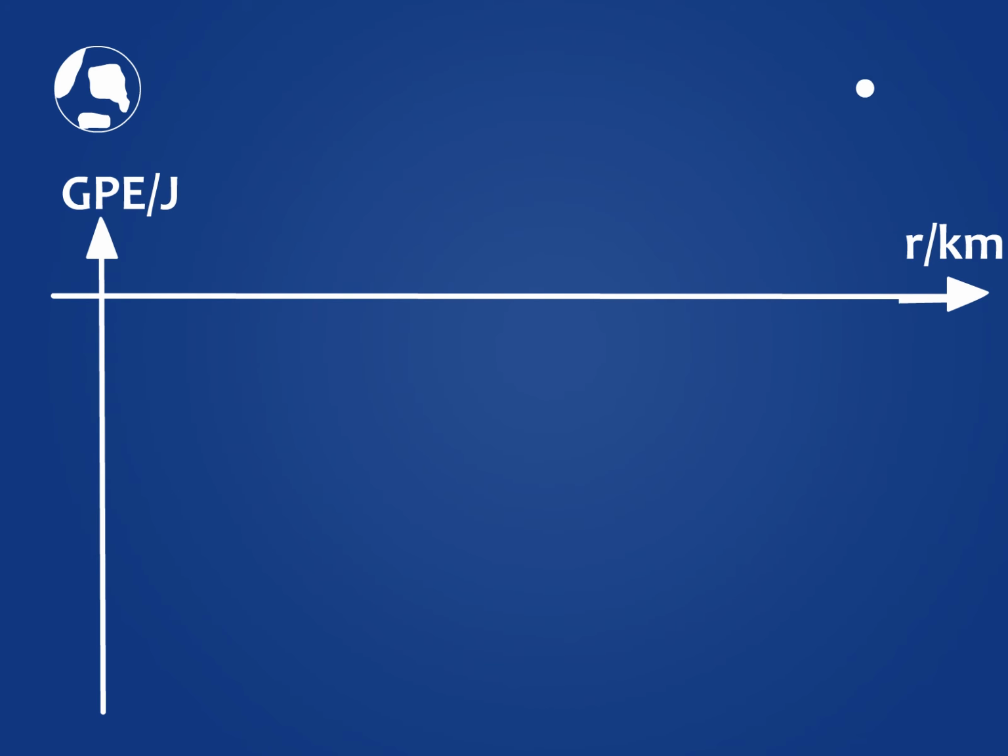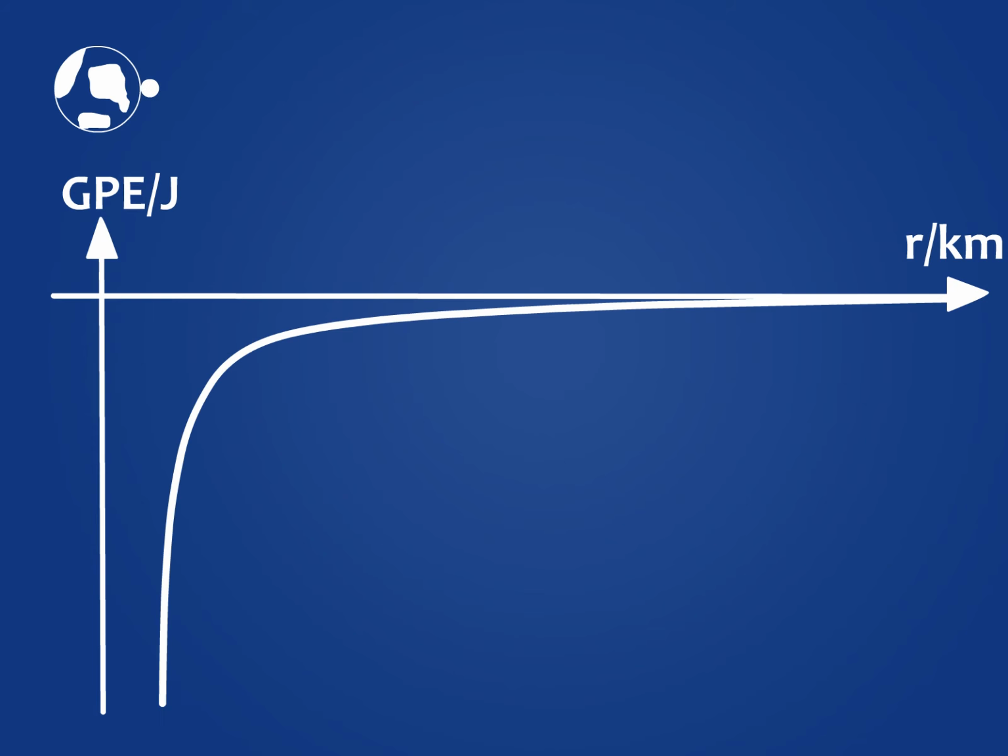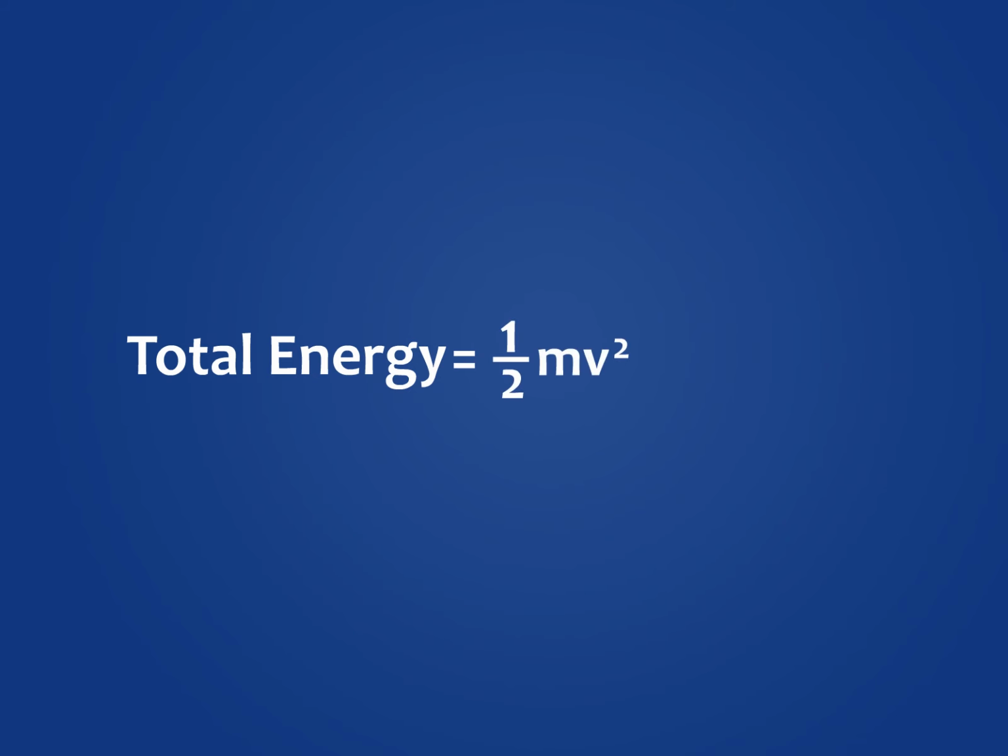So based on this equation, we can plot a graph and we can see that GPE decreases exponentially as an object becomes closer to Earth. If we were to calculate the total energy at a point, it will be given by half mv squared plus negative G m1 m2 over r.